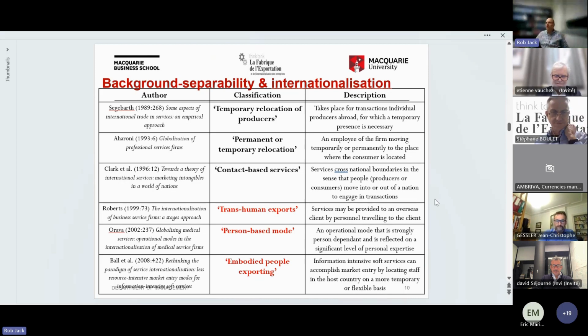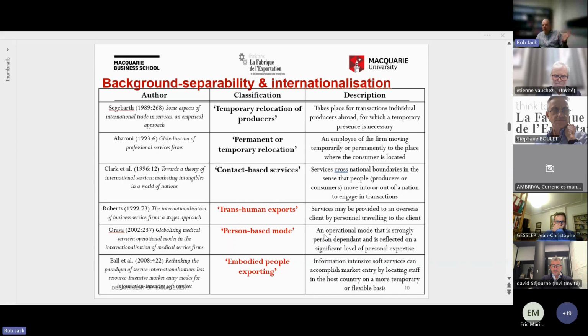What I'm going to use in terms of the analysis tonight is this idea of embodied people exporting, where again, it's a way that a service activity that requires interaction between the firm and a client or a customer can be delivered through a form of exporting.